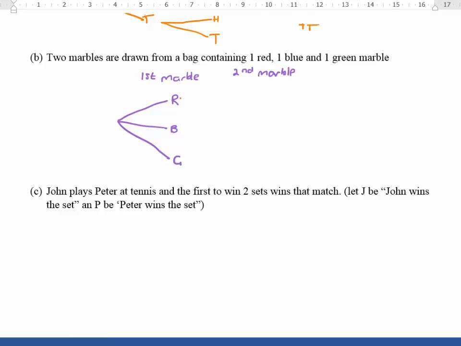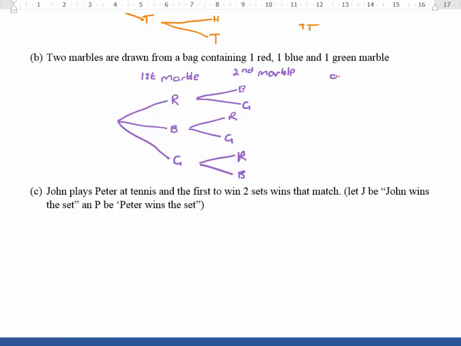Now, if I've drawn a red one, that means there aren't any red left in there. So, on my second draw, I can only get a blue or a green. And for the next one, if I choose a blue first, the only thing I can get is a red or a green. And if I chose a green first, the only thing I can get is a red or a blue.